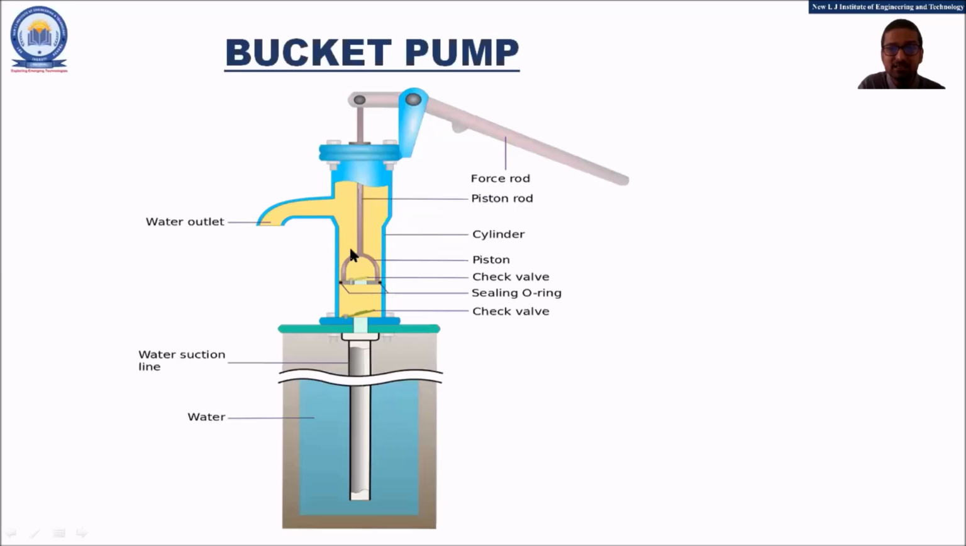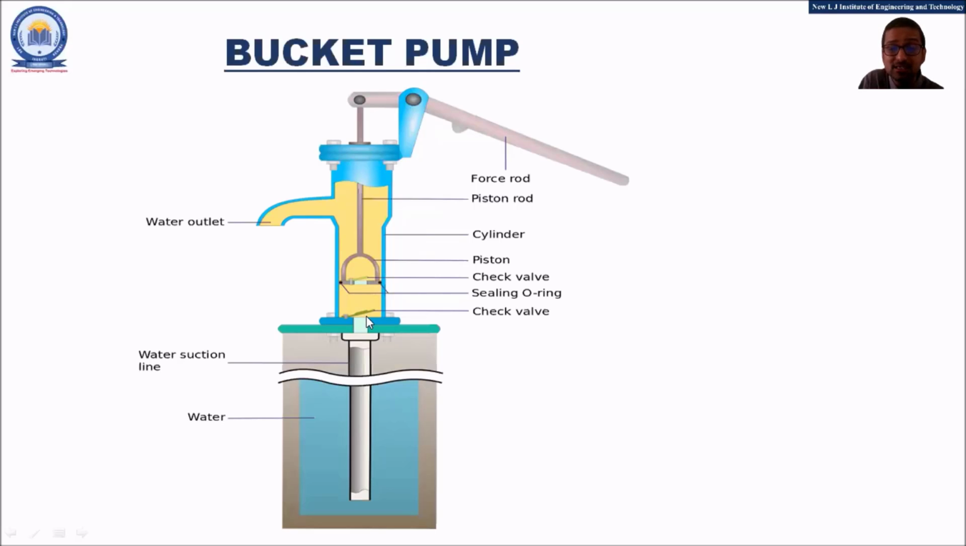So now let us understand the working. Whenever the handle is operated, because of the movement, the piston rod moves up. So the piston which is connected with the piston rod also moves up. The water which is initially filled into the cylinder is transferred to the outlet side, and on the bottom side of the piston the vacuum will be created.